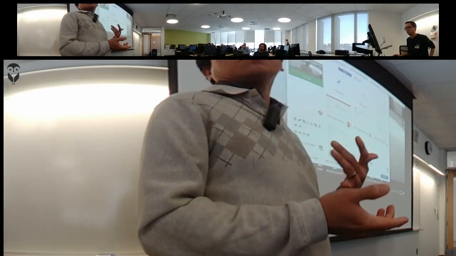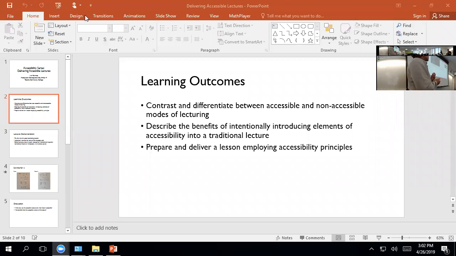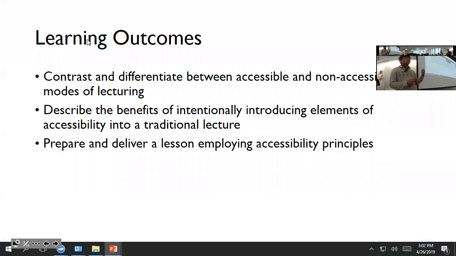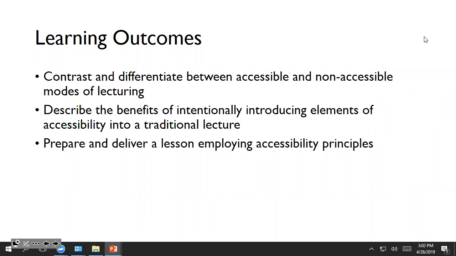And we're also going to use those two demo lectures to accomplish our second goal here, which is to describe benefits of intentionally introducing elements of accessibility into a traditional lecture. And when we get to that point, we'll have plenty of opportunities to exchange some ideas and discuss some of the things that maybe you are already implementing, because most likely you are already doing some of the things that we're going to talk about here today.